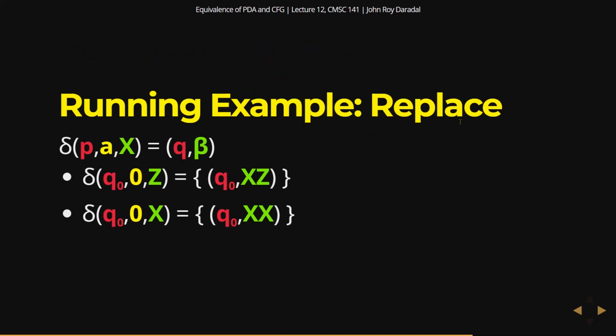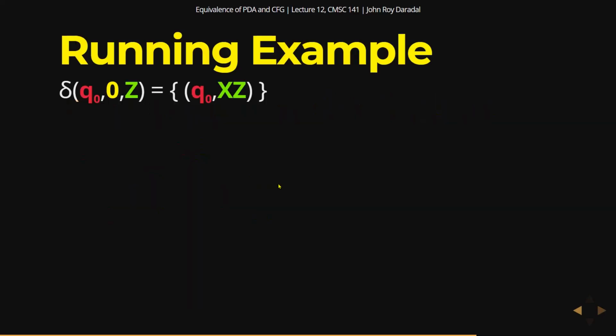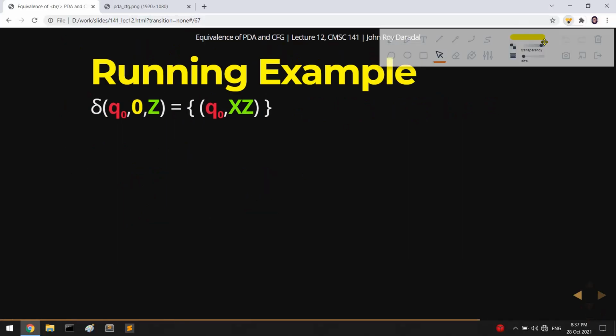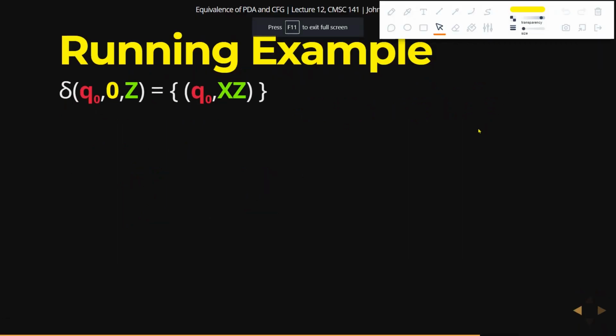For the first one, Q0Z becomes Q0XZ. So what would happen? How many variable states would there be? There would be 2 because we have 2 replacement symbols. So this would be Q0, and then Z is what we want to remove, and then eventually this will end up in R2, right? So R2.